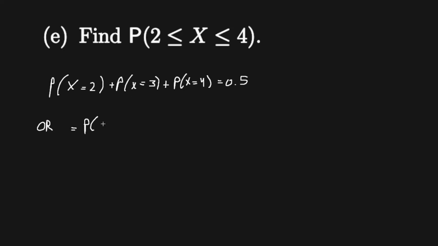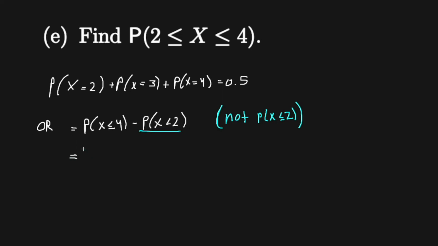Or you can find the probability of x less than or equal to 4 minus the probability of x less than 2. Keep in mind that it is not less than or equal to. That is a key note. Know that it's not less than or equal to 2. If we continue on, we would get F of 4 minus F of 1, which is equal to 0.8 minus 0.3, which is 0.5.